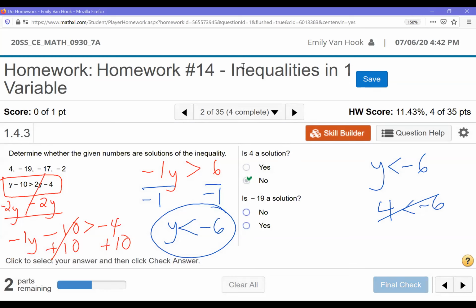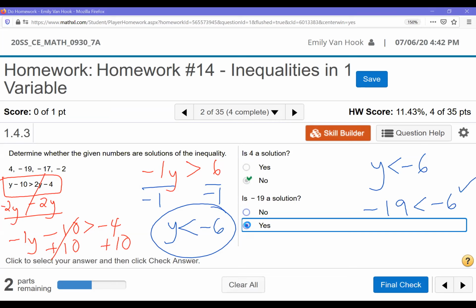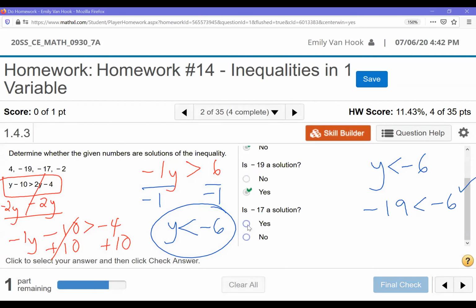All right, next one. Is negative 19 a solution? Let's plug into the answer. Negative 19 is less than negative 6. Yes, negative 19 is less than negative 6. It's sort of further to the left on that number line. It's more negative. Is negative 17 a solution? Yes for this one. Negative 17 is less than negative 6, so yes.